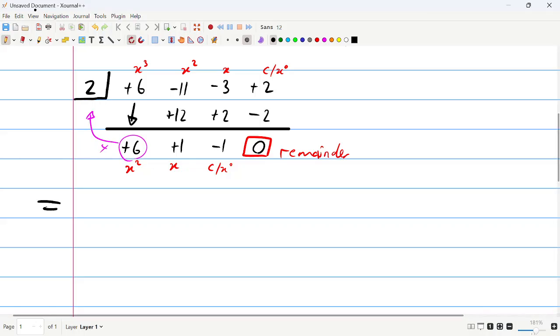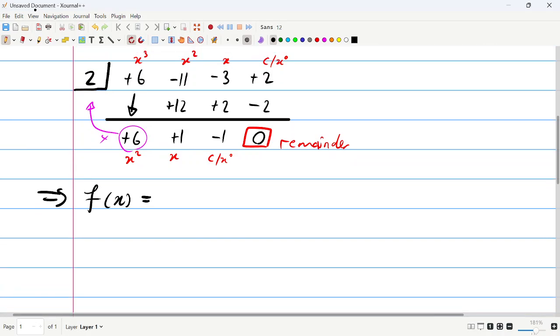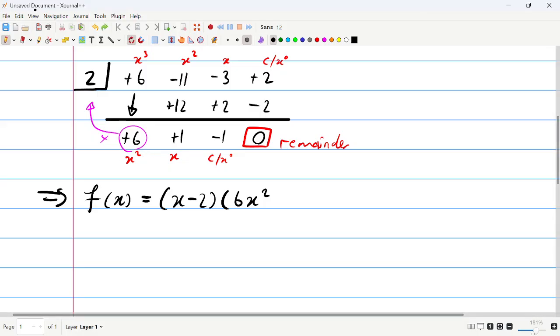But what does this tell us? This implies to us now that our function of x is factorized using what? X minus 2, right? So obviously x minus 2 is one of our factors, so we will have to include it. And this is multiplied by what? Our coefficients that make up our polynomial, our trinomial, which is 6x squared. Notice we start with the 6x squared, then it is plus 1x, and then this is minus 1, which is the constant. Now we need to factorize this. So we still have x minus 2, but we need to factorize this.